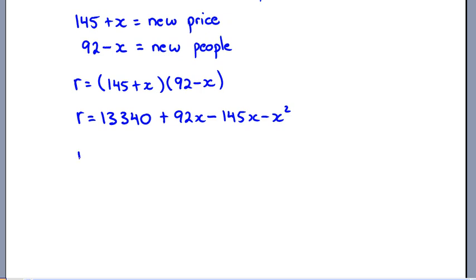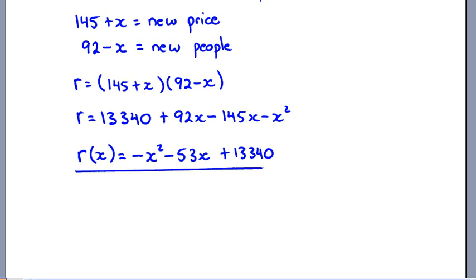Okay, tidying that up a little bit more. The amount of revenue as a function of ticket increase, right? So I can just throw in different ticket increase prices and see exactly how much revenue I'm going to make. That revenue as a function of X is going to be negative X squared minus 53X plus 13,340. Okay, we're there. We now have this revenue function. Let's go and do our calculus.